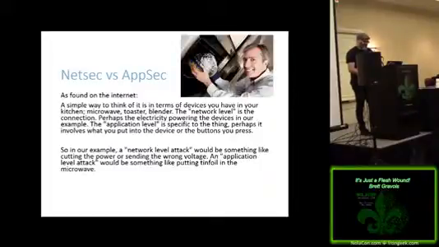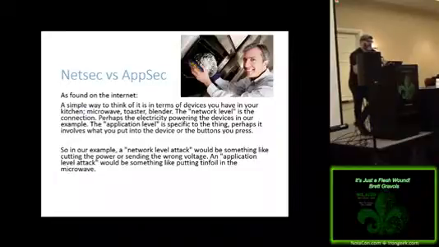So there we go. I found this kind of hilarious on Server Fault, an example of application security versus network security. The guy was talking about a simple way to think of it: devices you have in your kitchen, like a microwave, a toaster, or a blender. The network level is the connection, maybe the electricity, while the application level is specific to the thing, like the buttons. So in our example, a network level attack would be cutting the power or sending the wrong voltage, and an application level attack would be putting tinfoil in the microwave. I thought that was pretty funny, so let's put some tinfoil in the microwave, shall we?